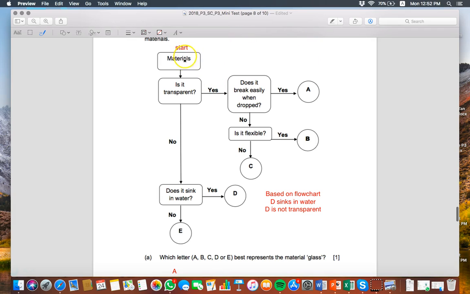Let's look again for A. Okay, let's work backwards. For A, break easily when dropped, yes. Transparent, yes. Okay, so A: transparent, breaks easily when dropped. Okay, copy this down. Okay, let's look at B. Is it flexible? Yes. Does it break easily when dropped? No. Is it transparent? Yes. So for B: it is transparent, does not break easily when dropped. Follow the lines, and it is flexible.